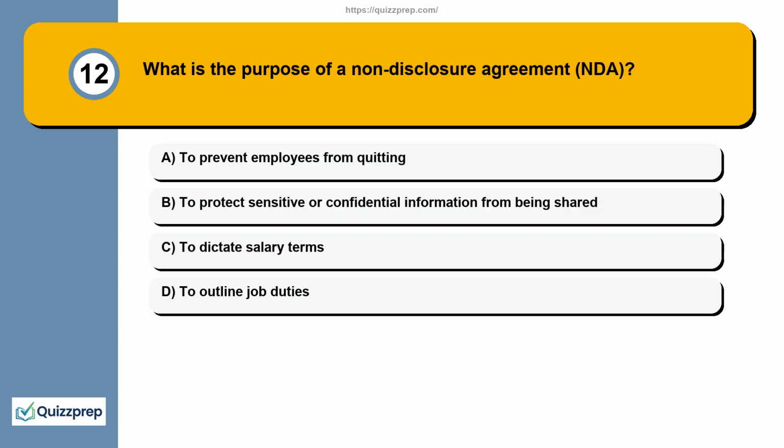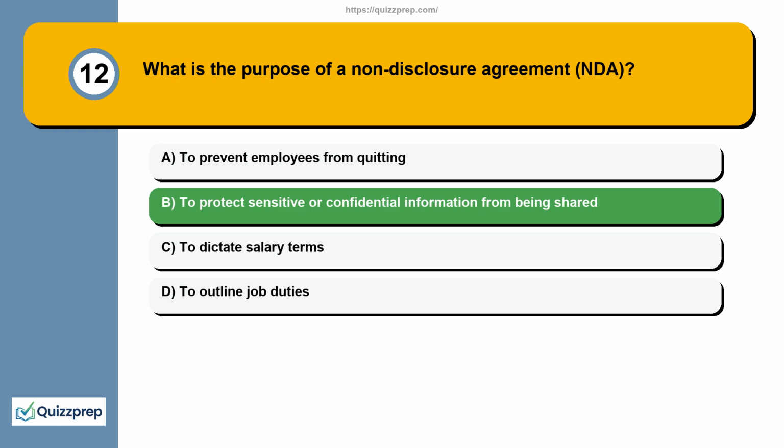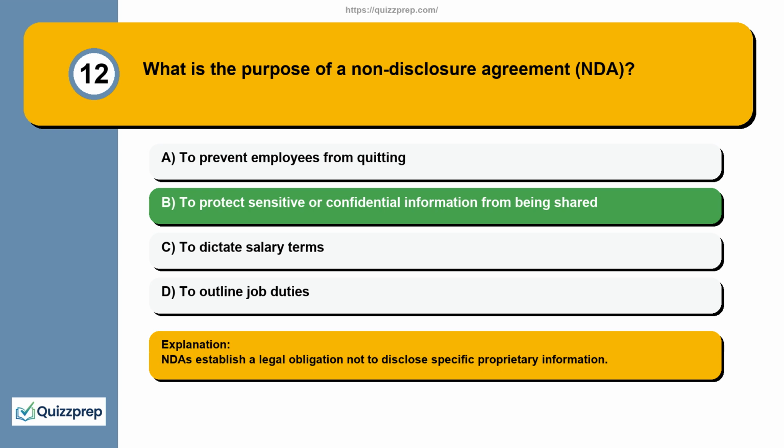Question 12. What is the purpose of a non-disclosure agreement, NDA? Here are your options. Option A. To prevent employees from quitting. Option B. To protect sensitive or confidential information from being shared. Option C. To dictate salary terms. Option D. To outline job duties. The correct answer is option B. To protect sensitive or confidential information from being shared. Explanation. NDAs establish a legal obligation not to disclose specific proprietary information.